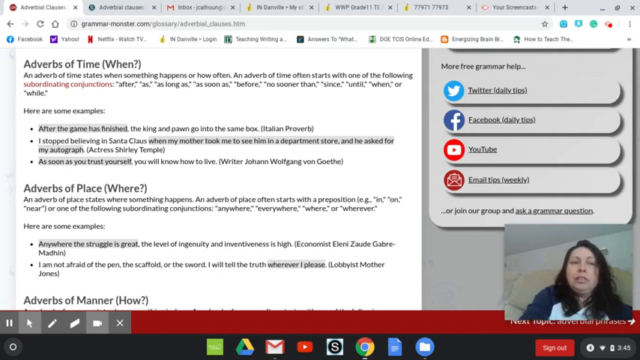So if we look at this first example under adverbs of time, it says, after the game has finished, the king and pawn go into the same box. After the game has finished answers, when do they go? So that is how it is modifying go. All right. Let's look at this one. I stopped believing in Santa Claus when my mother took me to see him in a department store. Oh, sad. And he asked for my autograph. That's pretty funny. When my mother took me to see him in a department store is when she stopped believing. Okay, so it modifies the verb.